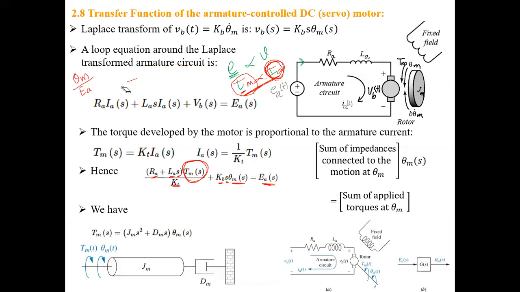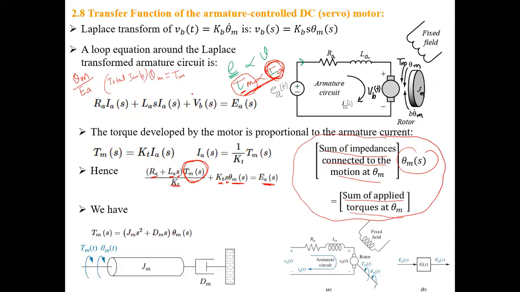What do I mean by that? What I'm trying to claim is this. Total impedance, remember total impedance, times theta m equals Tm, remember? So the sum of impedances connected to the motion at theta m times theta m equals the sum of applied torques at theta m. This is the relation I'm going to use.